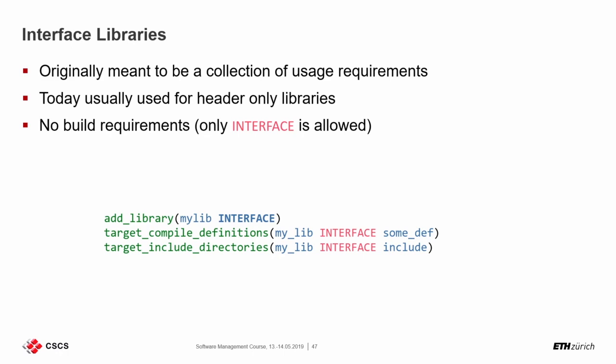Interface library is the last thing that I want to mention for this modern CMake stuff. Interface libraries are a special type of libraries. So there are shared libraries, the dynamic libraries in CMake, and there are the interface libraries. And interface libraries are libraries which don't have any sources, so they don't need to be compiled. They are just a collection of usage requirements.